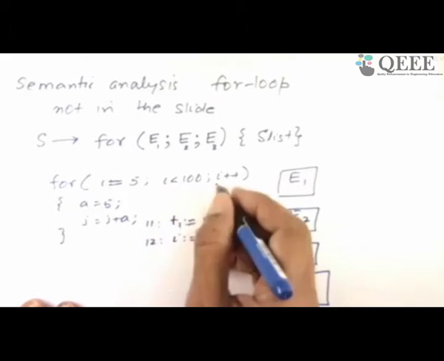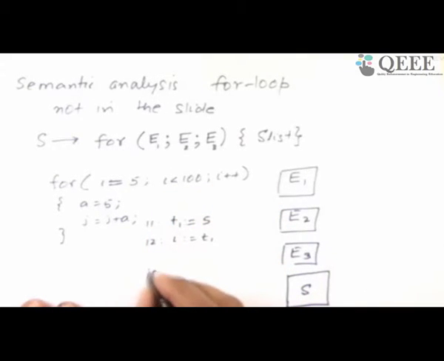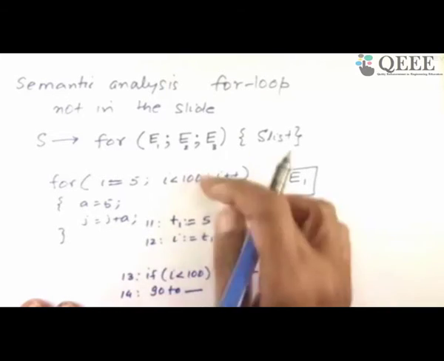When I look at E2, I'm writing with a gap. If I is less than 100, go to somewhere, go to somewhere. This is my code for E2. Okay, this is what it says, so I have done it.